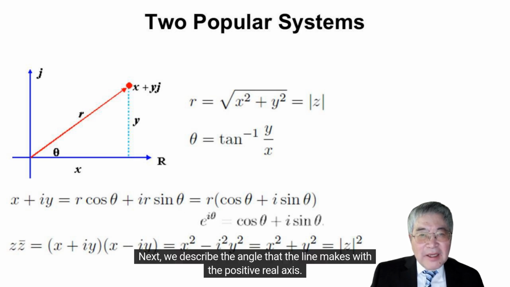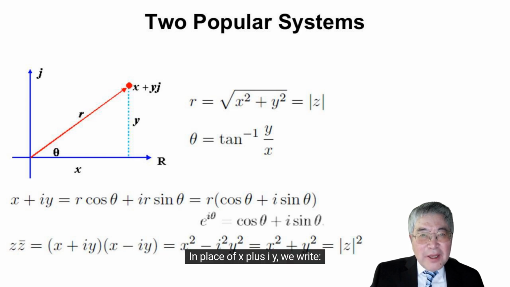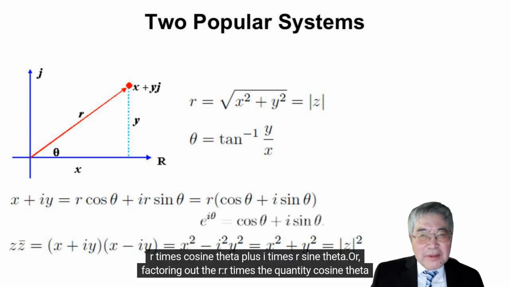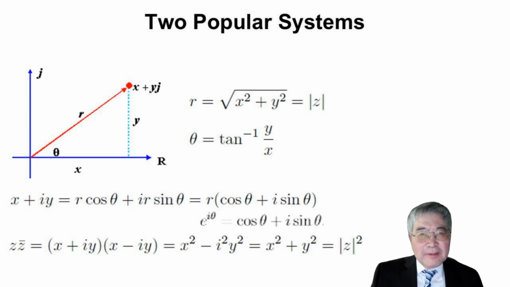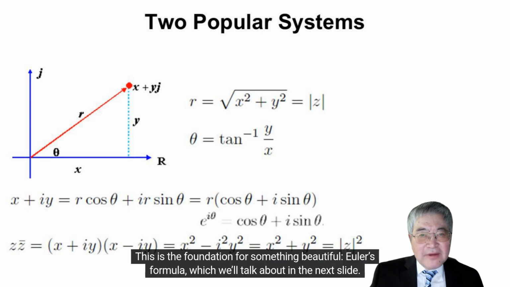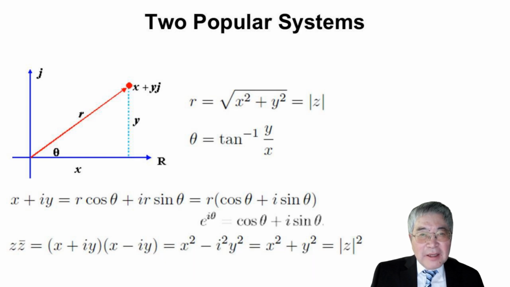Next, we describe the angle that the line makes with the positive real axis. That angle is called theta, and we compute it as the inverse tangent of y over x. So now we have two pieces, r and theta, the magnitude and direction. With that, we can now express the same complex number in polar form. In place of x plus iy, we write r times cosine theta plus i times r sine theta, factoring out the r times the quantity cosine theta plus i sine theta. This is the foundation for something beautiful, Euler's formula, which we'll talk about in the next slide.